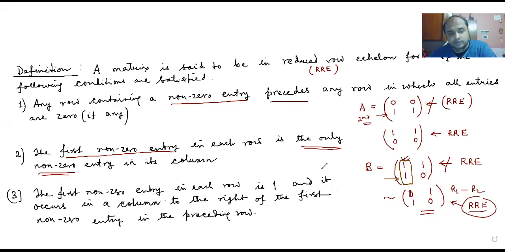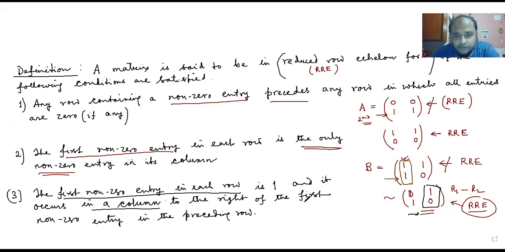Nobody is going to ask you the points discussed here in reduced row echelon form. You just keep this in your mind. So the first non-zero entry in each row is 1. Here you see the first non-zero entry in this row is 1, and it occurs in this column, to the right of the first non-zero entry in the preceding row. That is the third condition of RRE form.